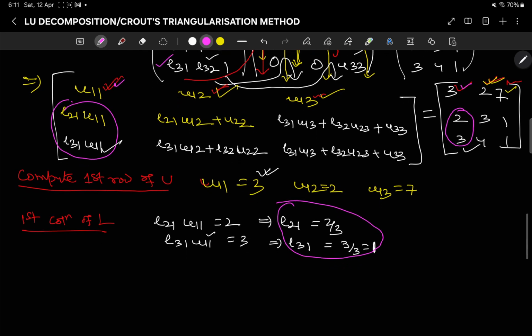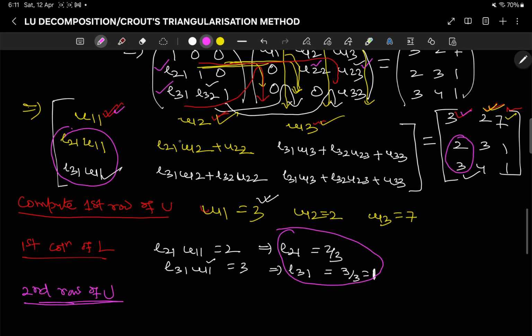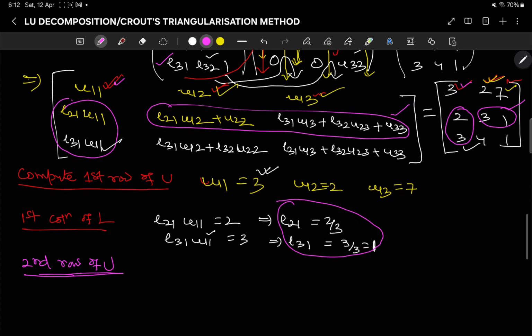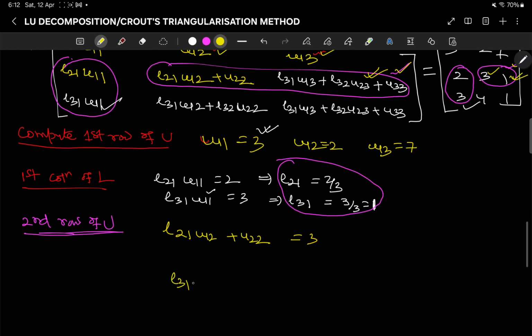Now coming to the second row of U. For the second row we need U22 and U23, for which you compute this. Now you compare this with this. So now comparing this with this, what am I getting? L21 U12 plus U22 is my 3, and this is my 1, and my L31 U13 plus L32 U23 plus U33 is equal to here 1. Okay, now you solve it.